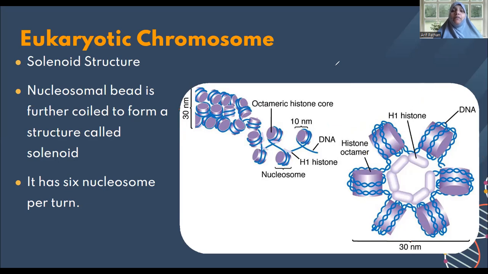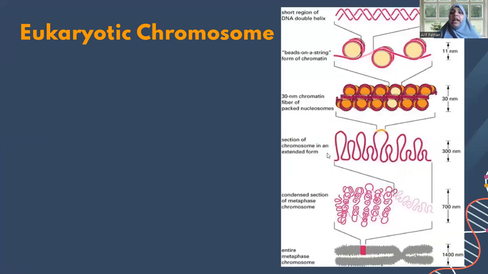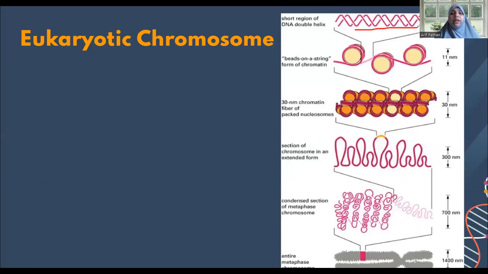Then the next level of packaging is the chromatin level of packing. The diameter at this stage is 30 nanometers. Now, giving you a recap. We began with a double DNA helix, which is 2 nanometers in diameter. Then the bead-on-string, that is the nucleosome, with the DNA wrapped around and linker DNA. This is approximately 10 to 11 nanometers. Now, when they again come together, supercoiling, I just showed you this. This is the 30 nanometer stage. The diameter is 30 nanometers.